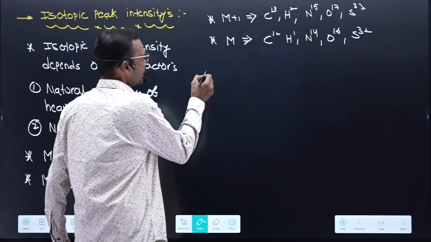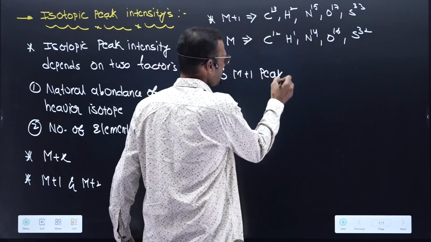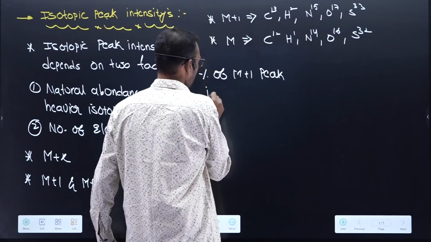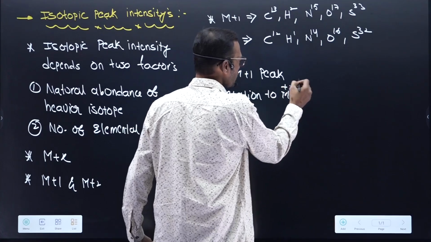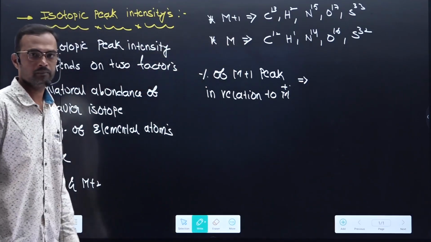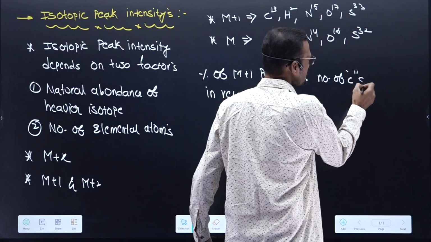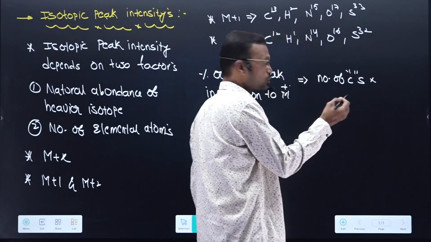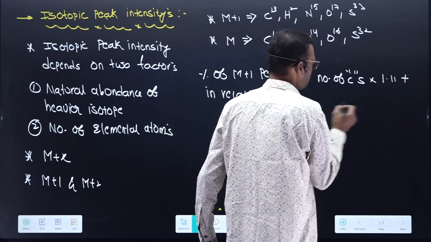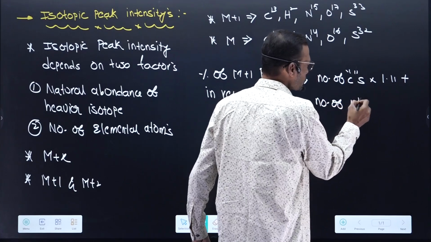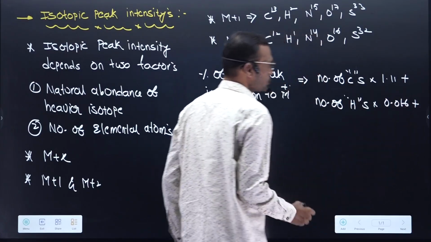Okay. So here I can write one formula. Percentage of M+1 peak in relation to molecular ion peak. So which elements are contributing? First one, number of carbons multiplied by its abundance. Carbon, the heavier isotope M+1, is C13, so what is the natural abundance? 1.11, plus number of hydrogens multiplied by 0.016. Then plus, all these values we need to add.